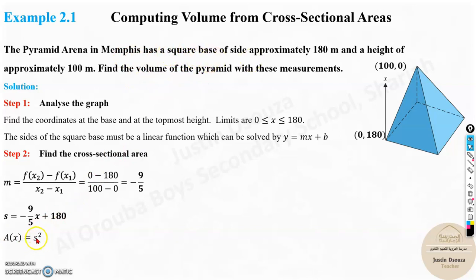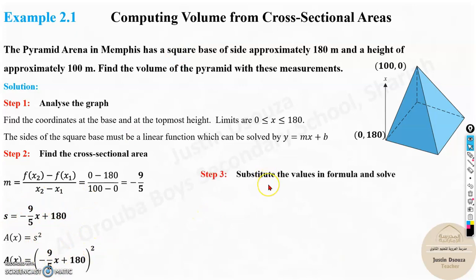So we need to use s square. It is mentioned in the question. So we are using side square as area. The area equation is found out, so square it up. Now all you need to do is substitute in the formula.